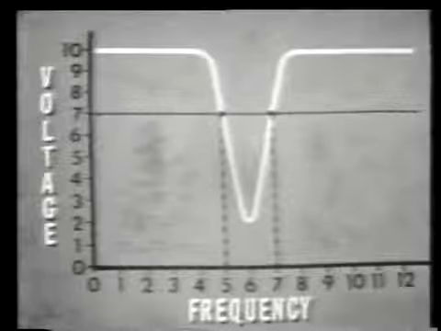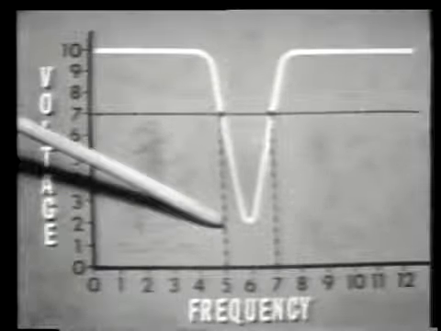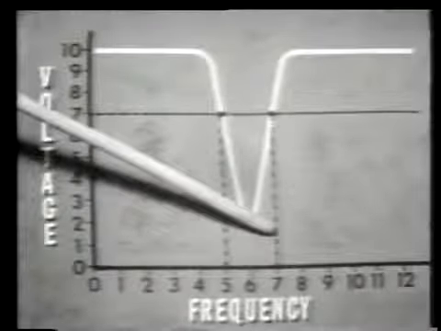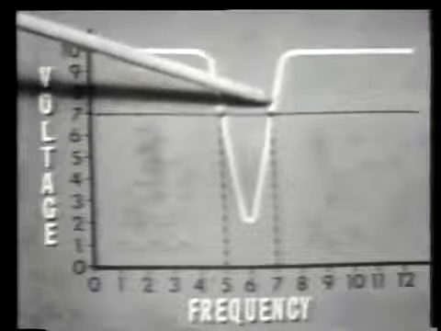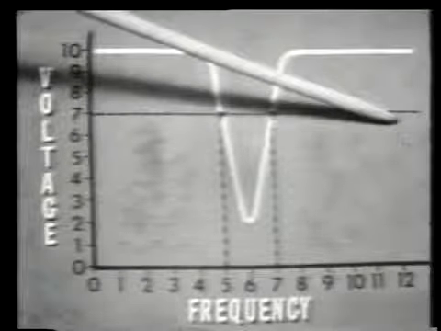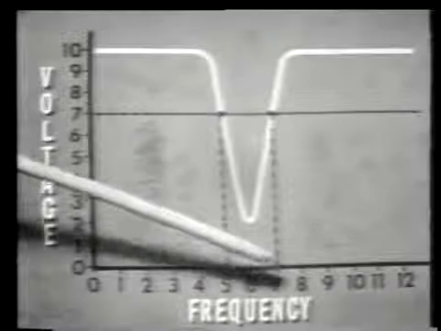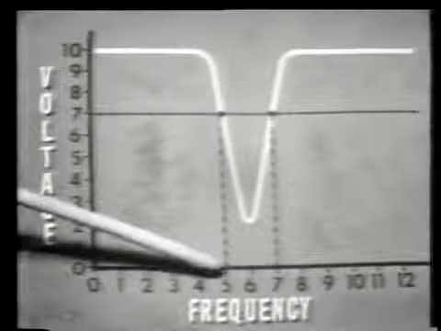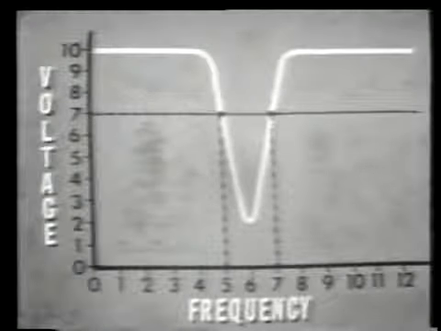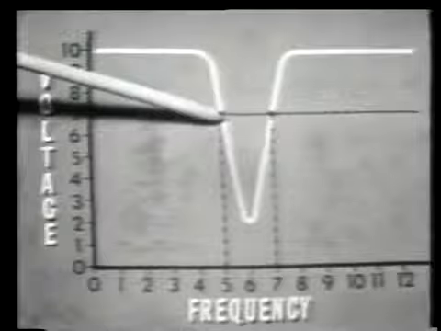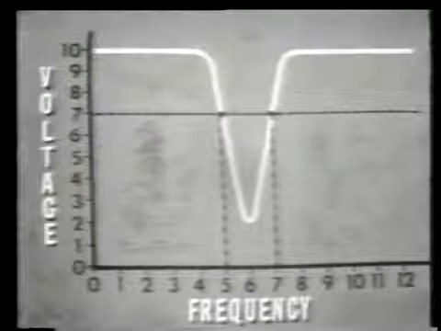The graph of output voltage shows that this filter rejects frequencies from 500 to 700 hertz, but it passes all others, those below 500 hertz and those above 700 hertz. The cutoff frequencies are here, 500 and 700 hertz. Those frequencies from 0 to 500 hertz and from 700 hertz on up are in the bandpass, and those frequencies between 500 and 700 hertz are in the attenuation band.